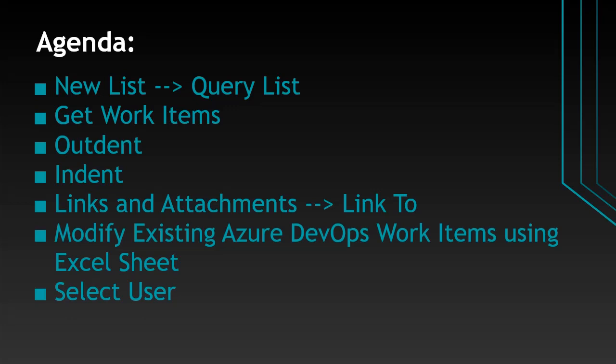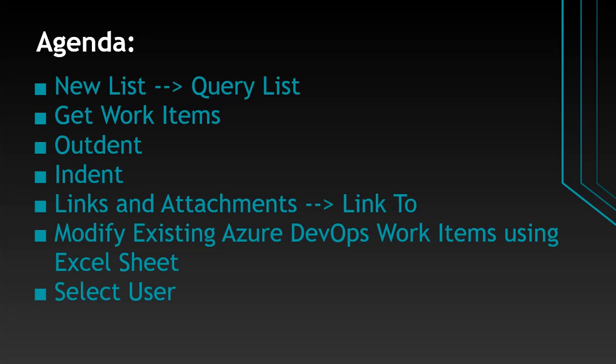In my previous session, I already told you how to attach documents while uploading work items from Excel sheet to Azure DevOps. So in this session, I'm going to teach you how to link the work items, basically how to establish the link between the work items by using Excel sheet while uploading your work items to Azure DevOps. I'm also going to teach you how to modify in bulk all the existing work items from Excel sheet.